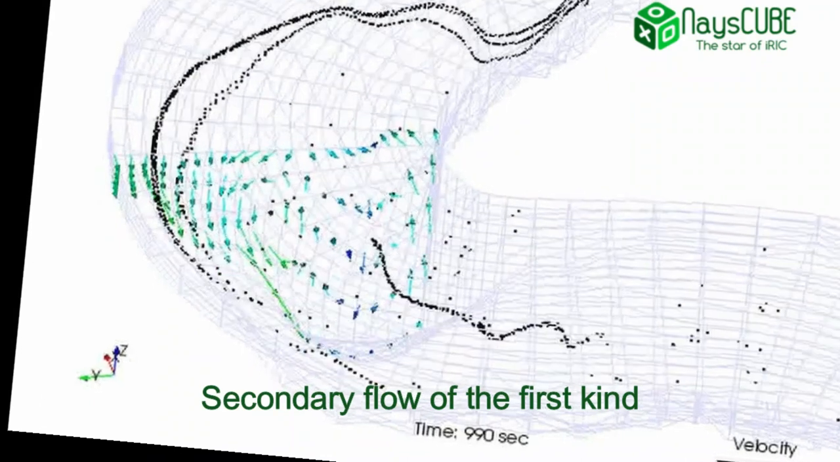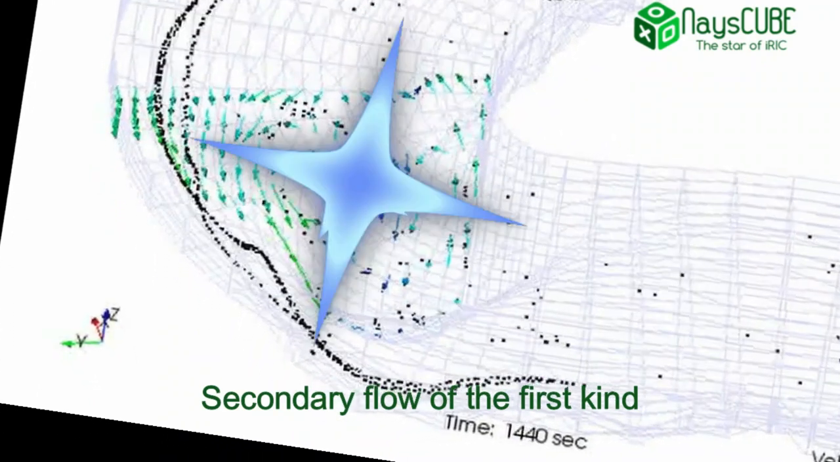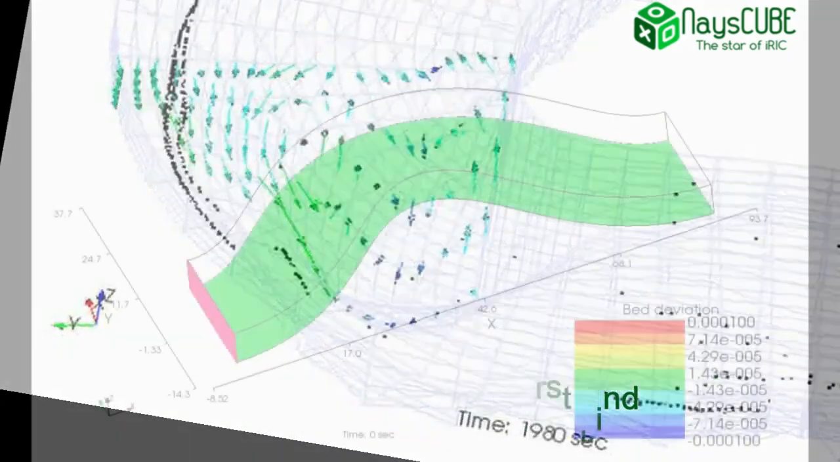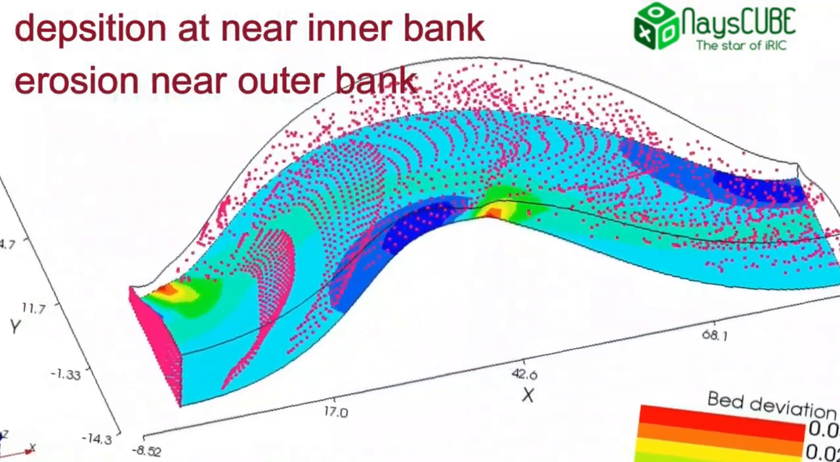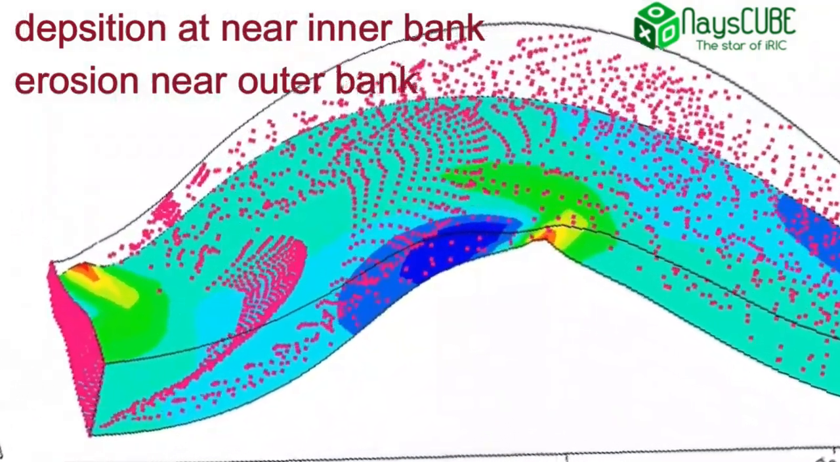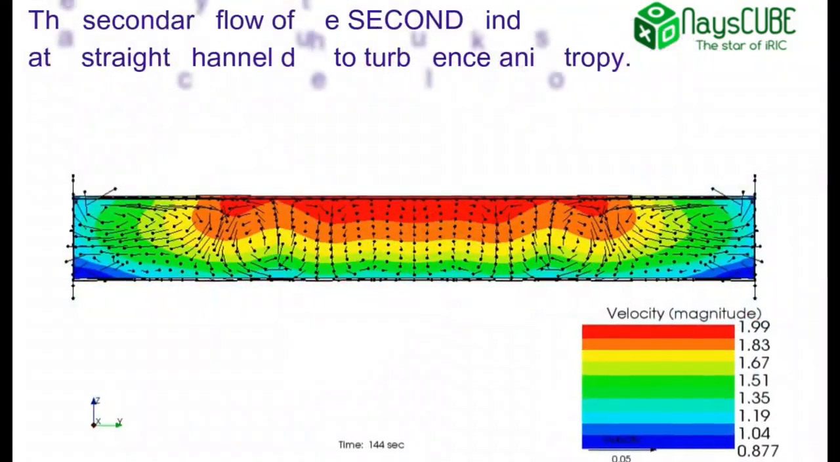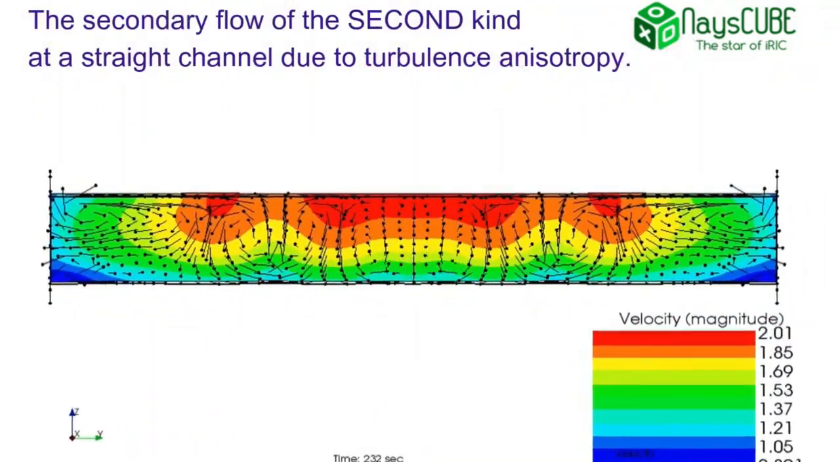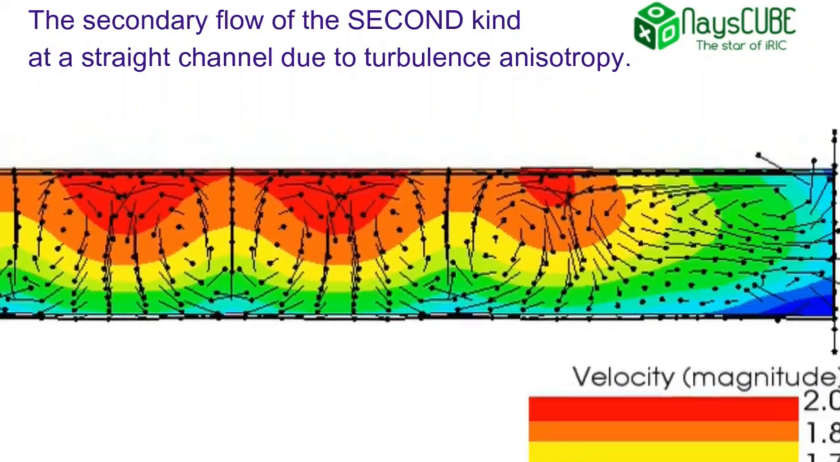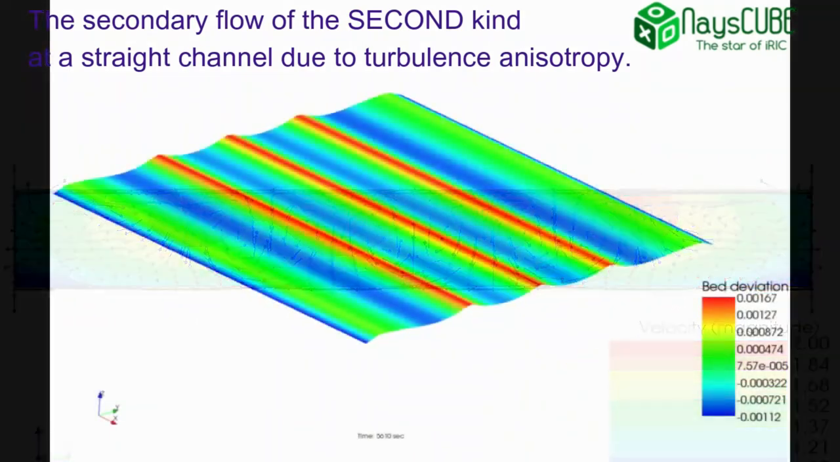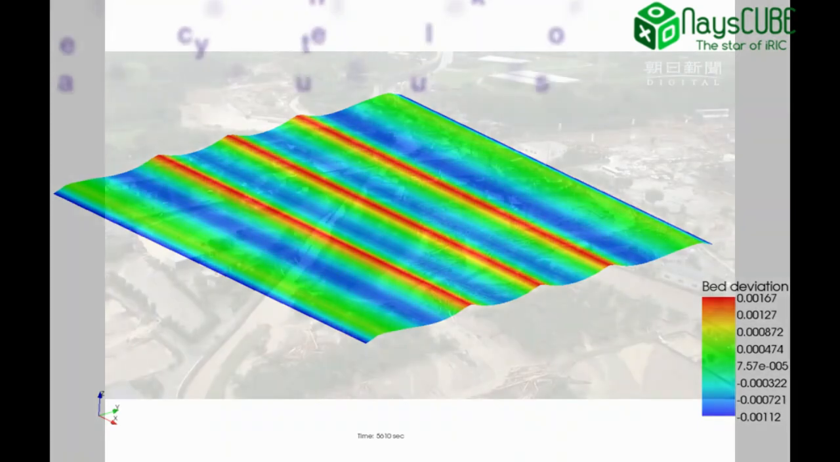This is a computational result at a river bend. You can see a spiral flow. This spiral flow is called the secondary flow of the first kind. It causes deposition near the inner bank and erosion near the outer bank like this. The secondary flow is also generated in a straight channel and is called the secondary flow of the second kind. This flow induces the wavy bed form in the lateral direction like this.